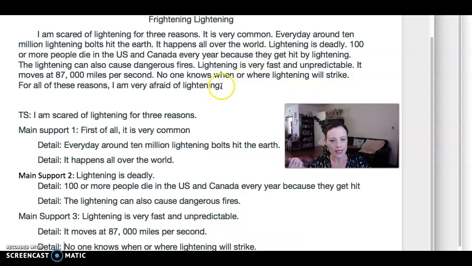And then what's the sentence at the end always? It's my concluding sentence. So that is my topic sentence again in different words. So these should look the same. I'm scared of lightning for 3 reasons. For all these reasons, I'm afraid of lightning. Yes, those look the same. Okay? So you can be sure that your last sentence won't be a main support, just like your first. So if you know this organization, you know where to put your transitions.